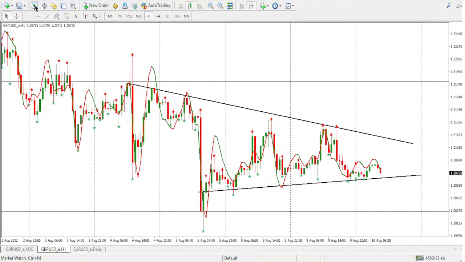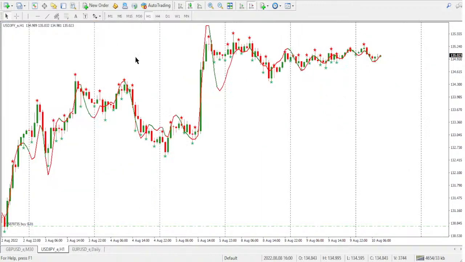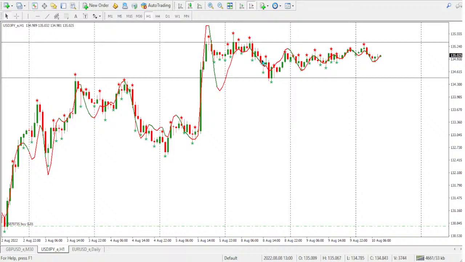The next instrument is the US dollar Japanese yen. So this chart here, it's consolidating. You can see that for the past 2 days, the price is within a similar range. We've not seen a break above or below this range. So we're just waiting to see what happens.